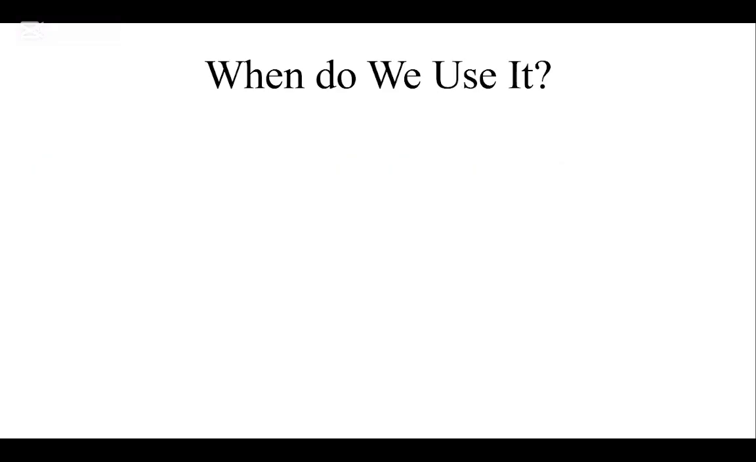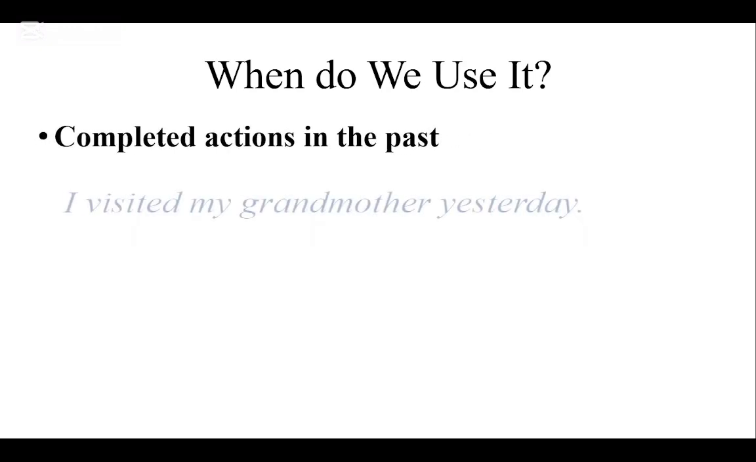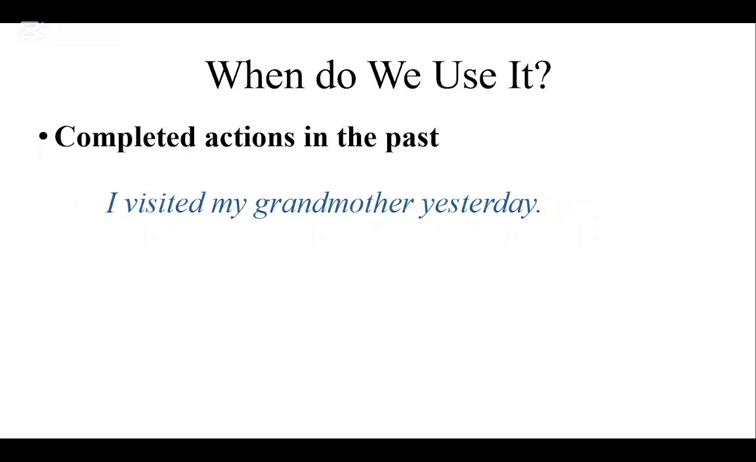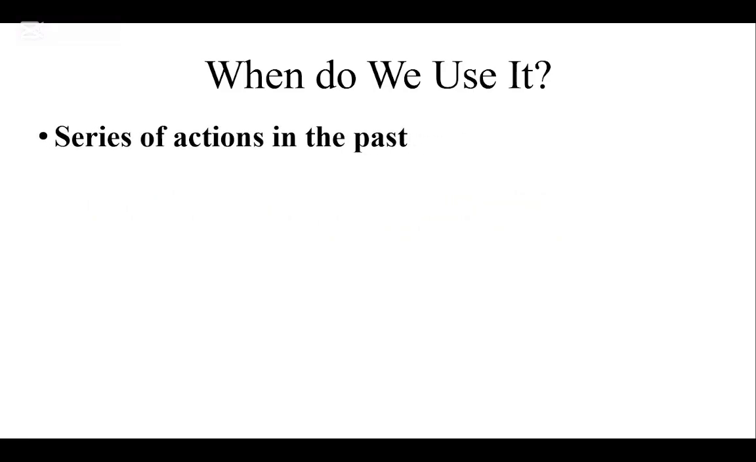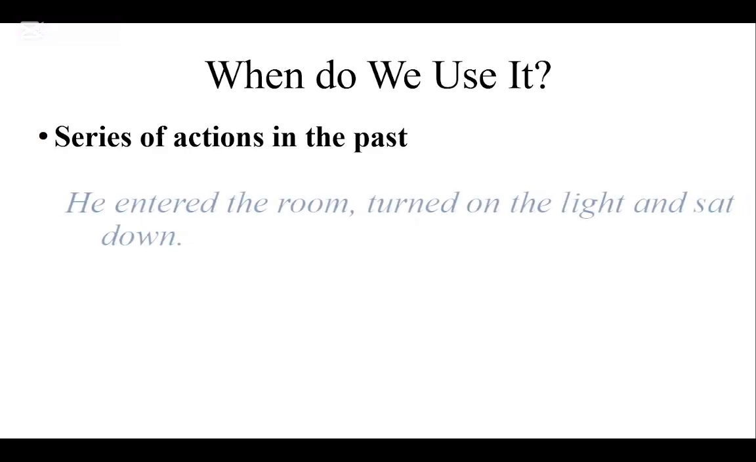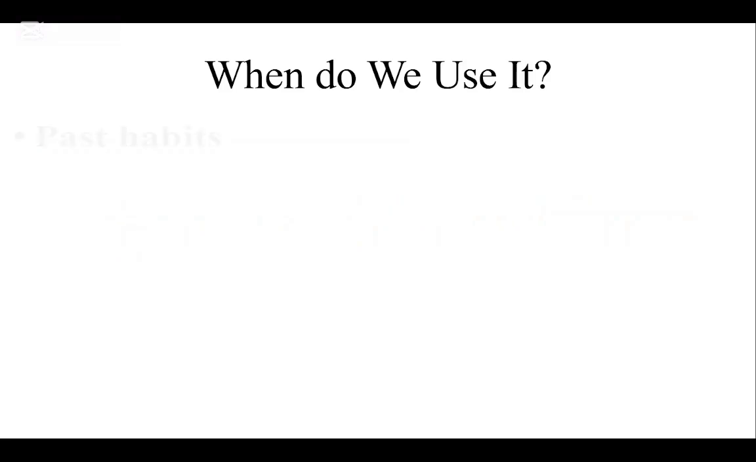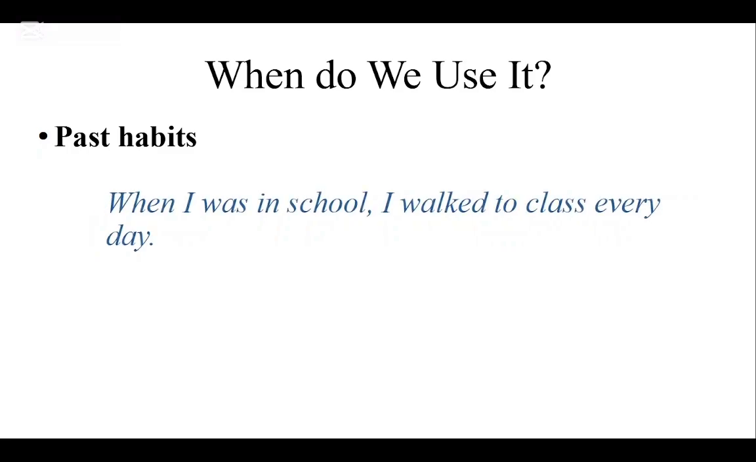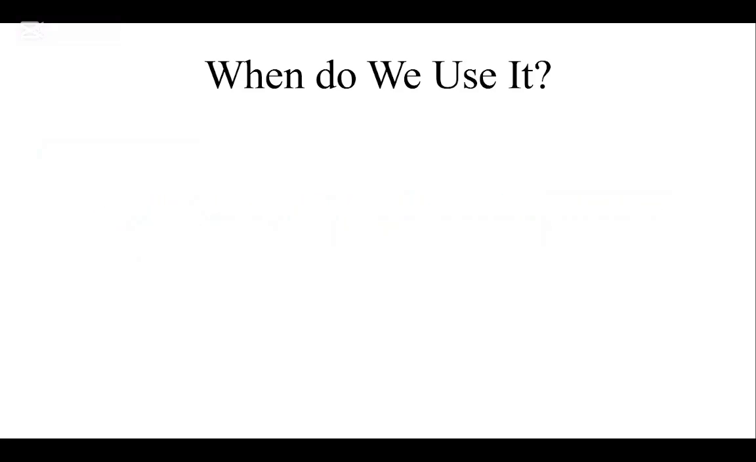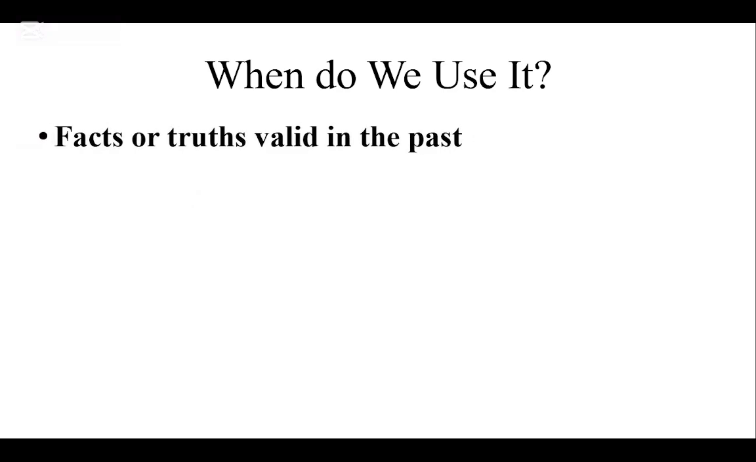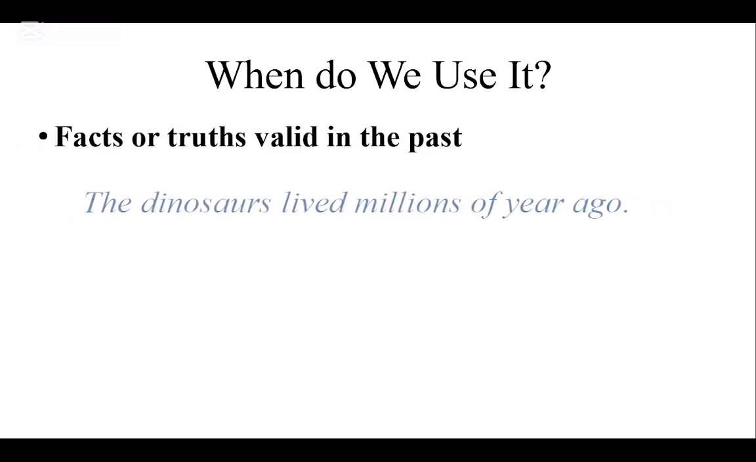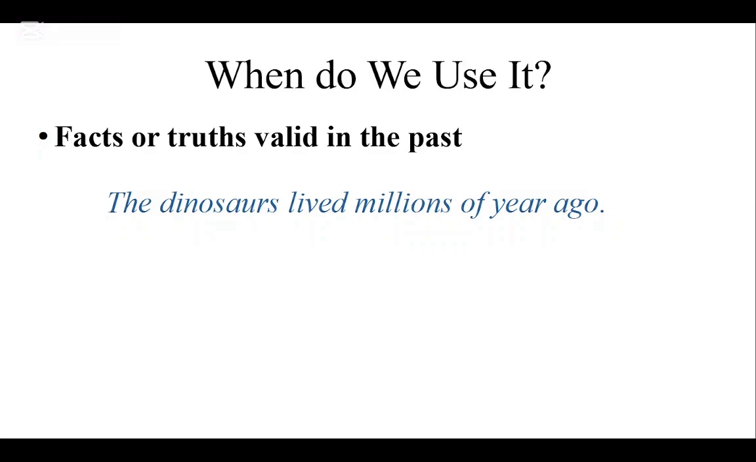When do we use the past simple tense? Here are some situations when we use the past simple. When we talk about completed actions in the past. For example, I visited my grandmother yesterday. To describe actions that happened one after another. For instance, he entered the room, turned on the light, and sat down. For past habits that no longer happen, like when I was in school, I walked to class every day. To mention facts or truths that were valid in the past. For example, the dinosaurs lived millions of years ago.